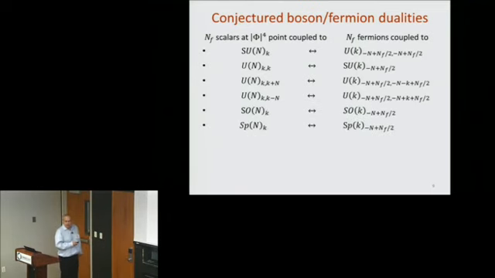And there are cousins of that with SO(N) and Sp(N) gauge theories. Here the scalars are complex, but here the scalars are real. So this is a whole bunch of conjectures, which might or might not be true, but that's what they are.